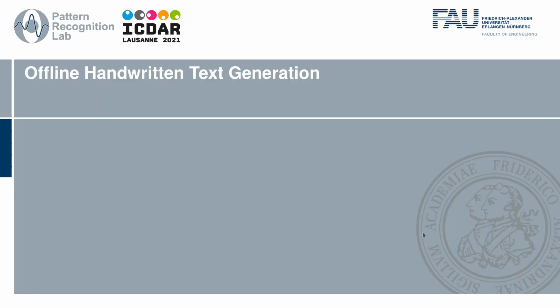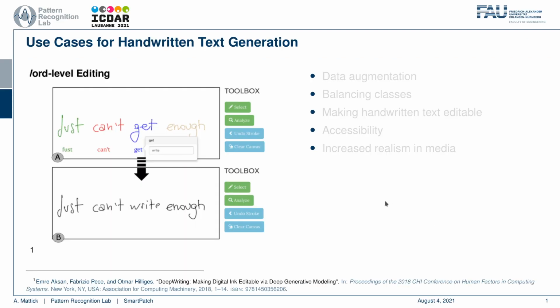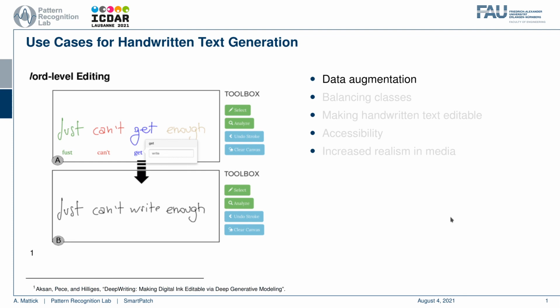So first, what is handwritten text generation? And why should I even care? The use cases for handwritten text generation are basically twofold. One is in machine learning and pattern recognition, and there we have data augmentation. Obviously, if you don't have enough data, you can just generate more. The second one is balancing classes. If there's one class where we have vastly more samples than the other, then you can balance out the different classes by just generating more. This is especially relevant for historical data sets where imbalance is to be expected.